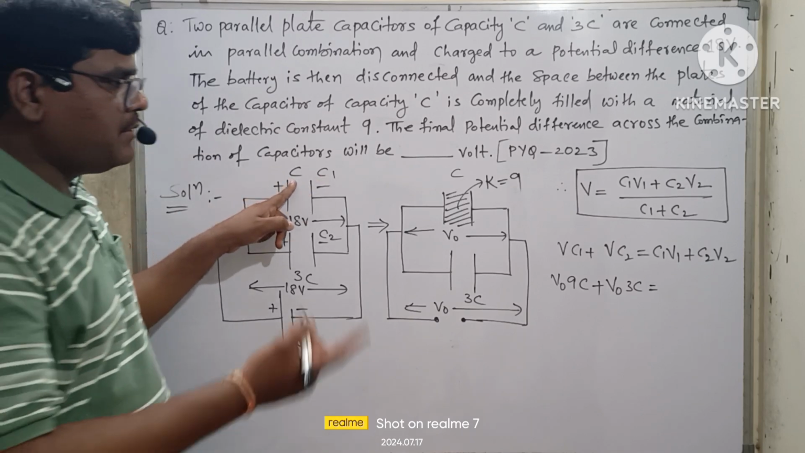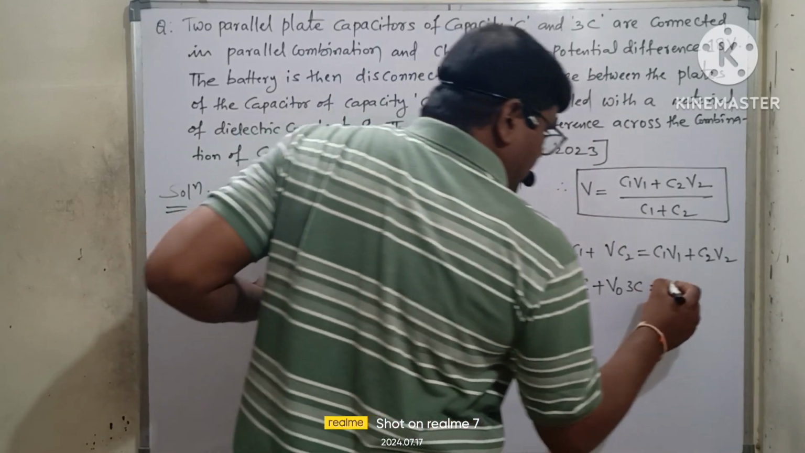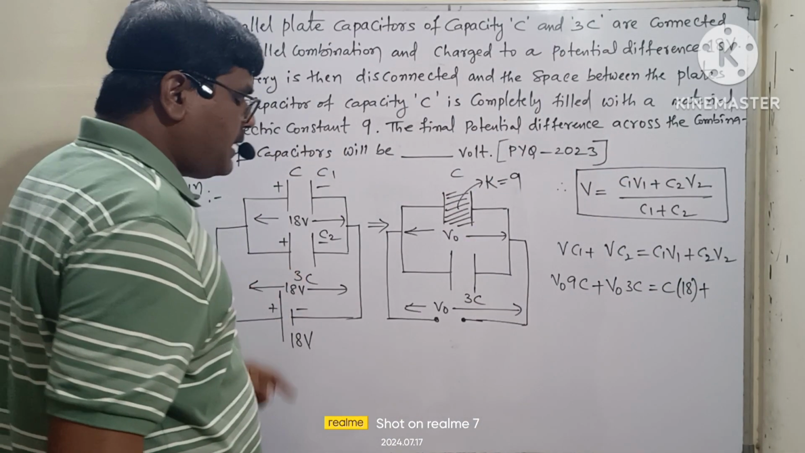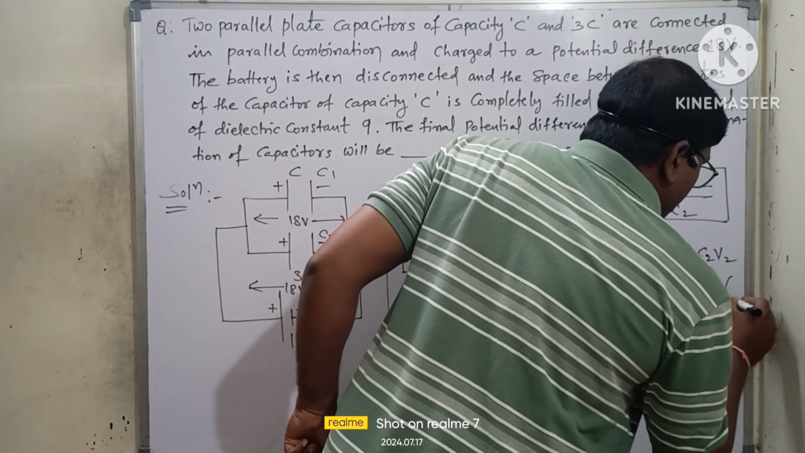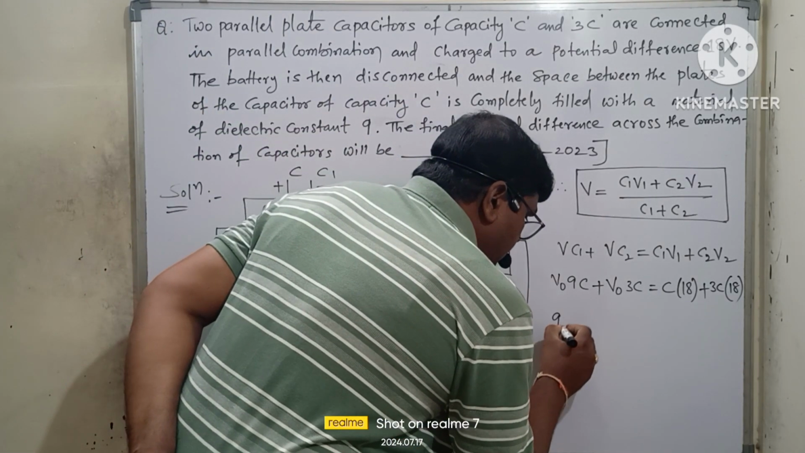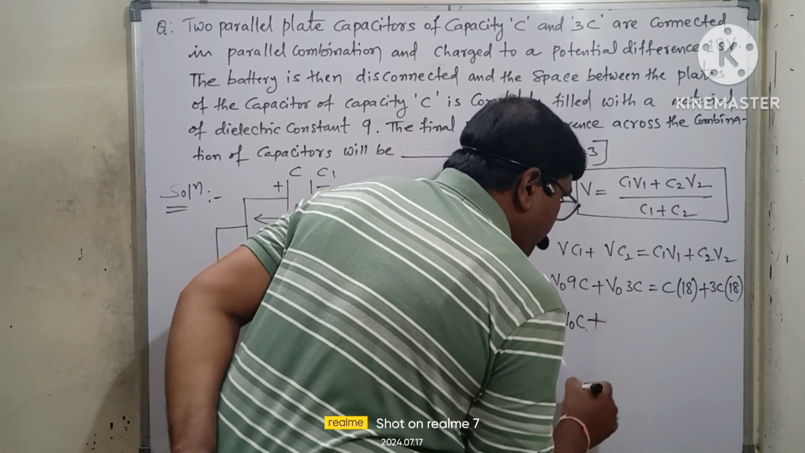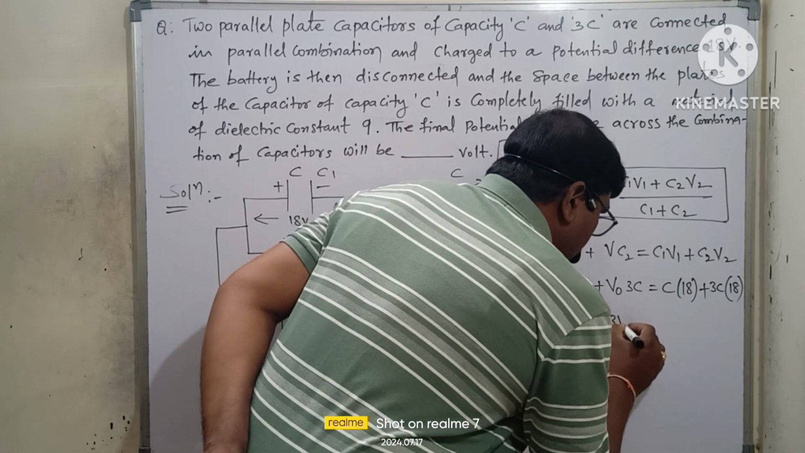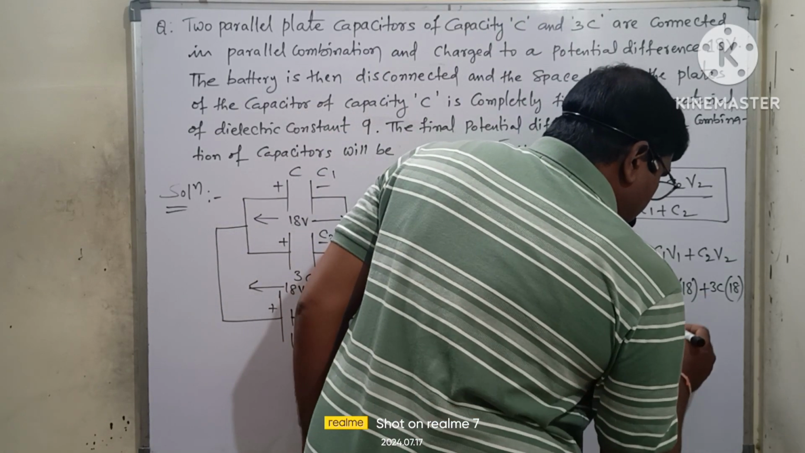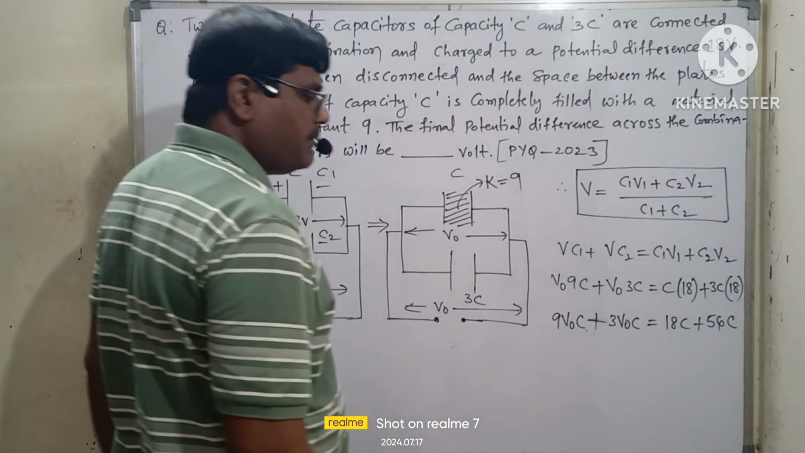What is C1 before connecting? That is C. V1 is how much? 18 volt. Plus C2 is 3C, that is 3C into 18 volt. So we write 9 V0 C plus 3 V0 C is equal to 18C plus 54C.